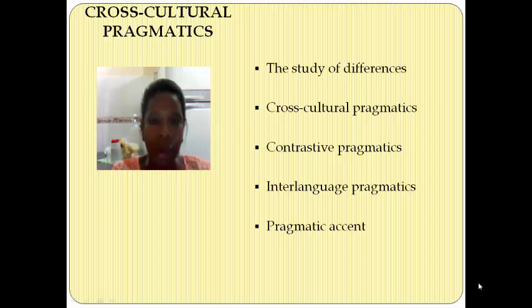When the investigation focuses more specifically on the communicative behavior of non-native speakers attempting to communicate in their second language, it is described as interlanguage pragmatics. Such studies increasingly reveal that we all speak with what might be called a pragmatic accent, that is, aspects of our talk that indicate what we assume is communicated without being said. That's it.